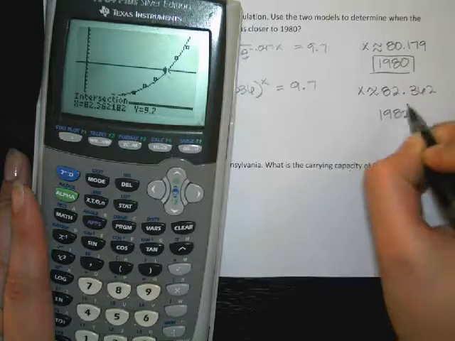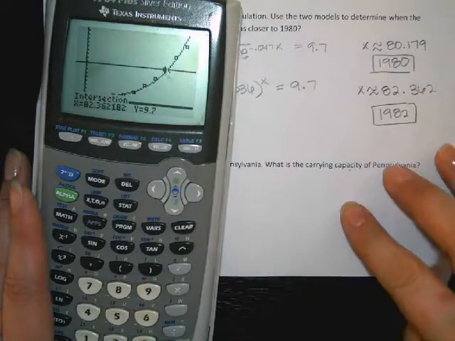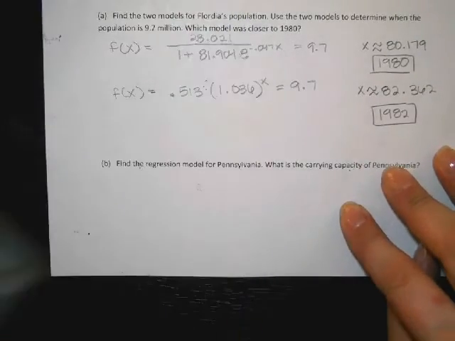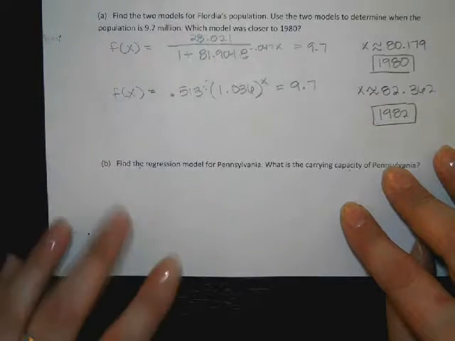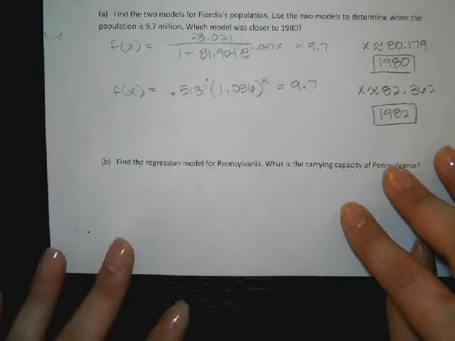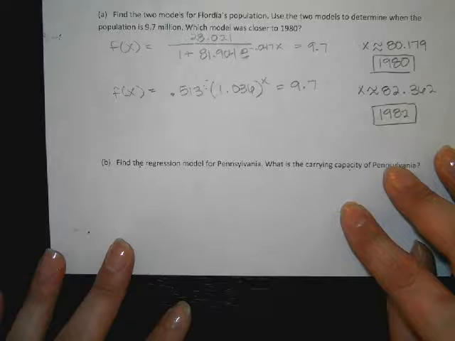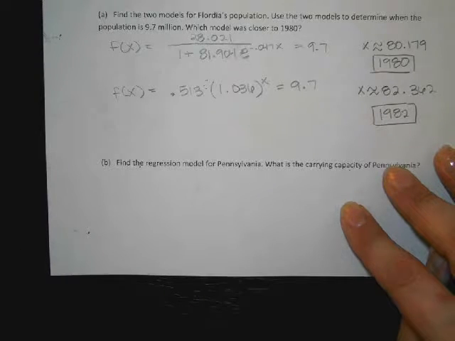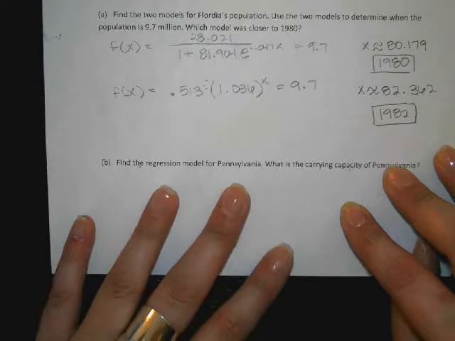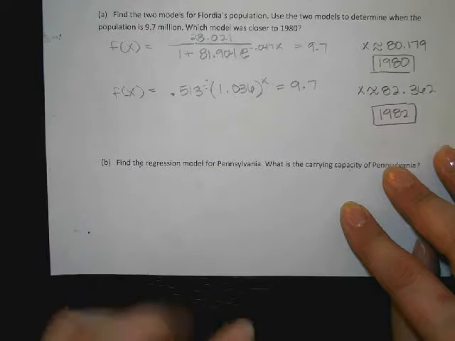1982. So which curve was more accurate? The logistic one, which makes sense because we were talking about a population of people. And a population of people is not going to grow exponentially. It's going to grow logistically. It's going to grow really fast, but at some point it has to start to level out. So it makes a little bit of a difference.